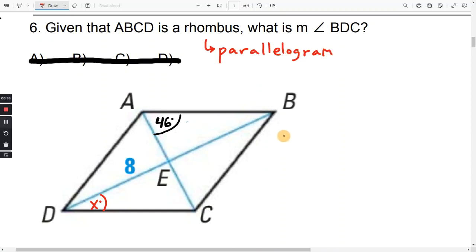Okay, so opposite sides are parallel for a rhombus or a parallelogram. So I'm going to mark the top and bottom parallel, and we can also mark the left and right parallel. Now, one thing we know about a rhombus, the diagonals are perpendicular.